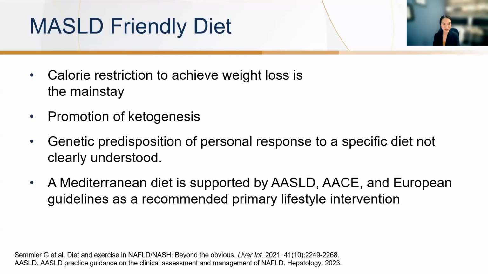So let's try to introduce a MASLD-friendly diet. There are some ground rules for this diet. There are a lot of diets in the world. The ground rule is this diet should have calorie restriction to achieve weight loss. It can promote ketogenesis, and remember, the genetic predisposition of personal response to a specific diet is not very clearly understood. So a personalized diet is important for patients to reverse MASH. Multiple guidelines actually suggest the Mediterranean diet as the recommended primary lifestyle intervention.